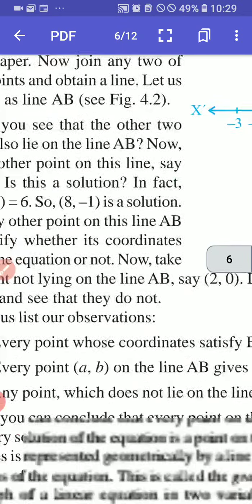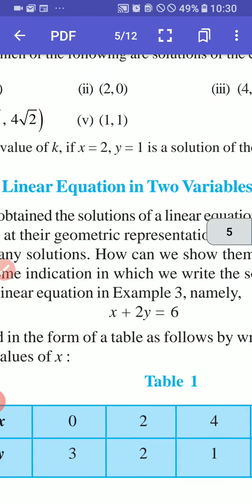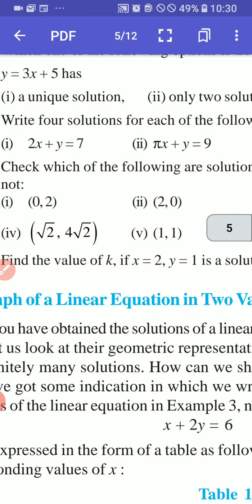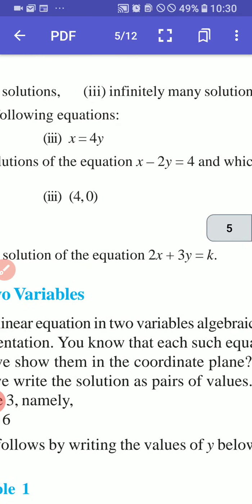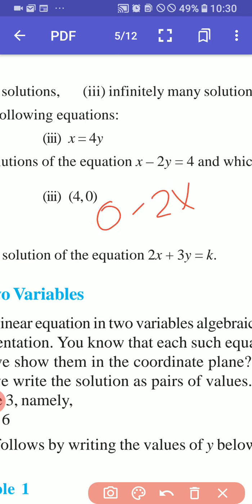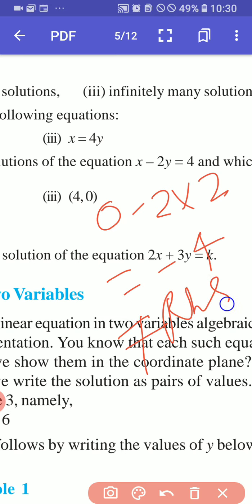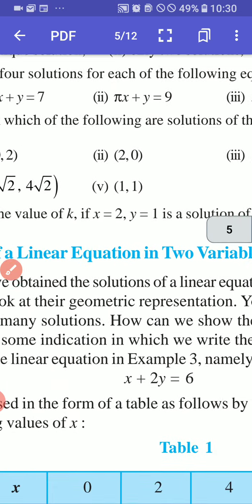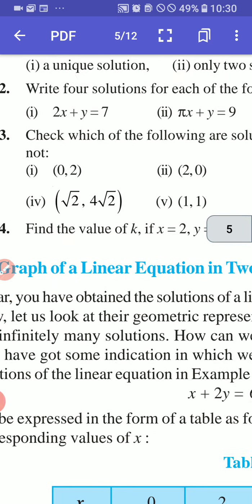In the first part we have given x equal to 0 and y equal to 2. You will put x equal to 0, y equal to 2 into 2 equal to minus 4, which is not equal to right hand side. So therefore first part is not a solution of linear equation. No.